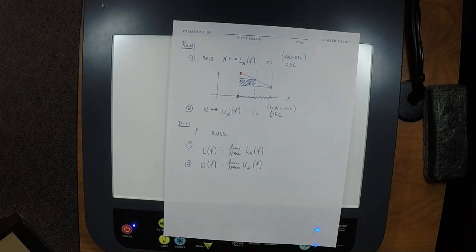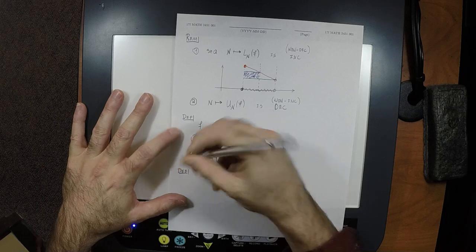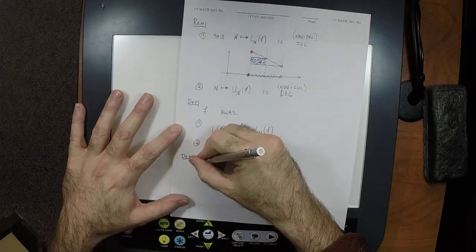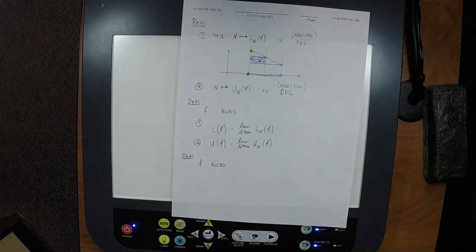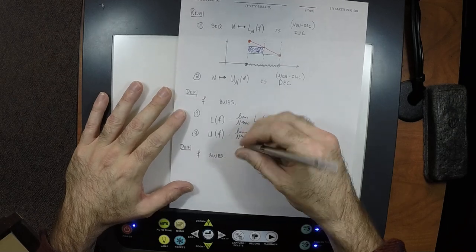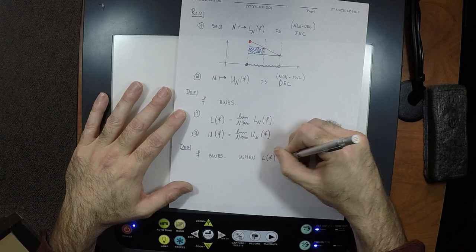Okay, so now we're in a nice position. We can finally define what integral means. What does integral mean, and in what case? What is the case when a function is integrable? So here we go. The definition is that, again, if f is bounded with bounded support, then when L of f is U of f.